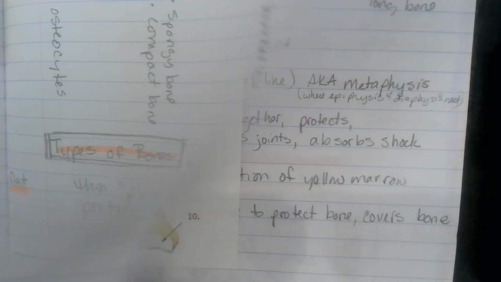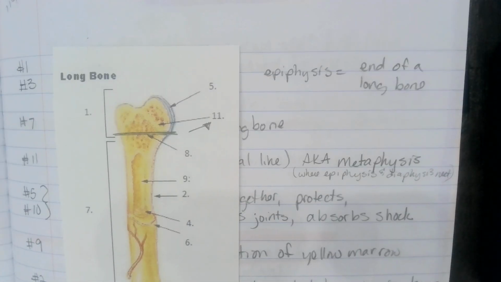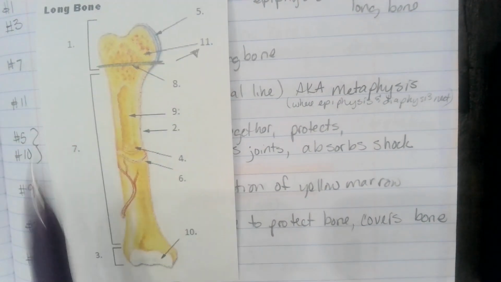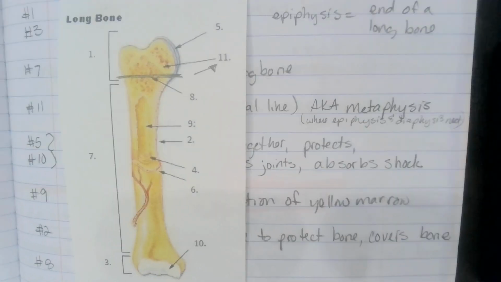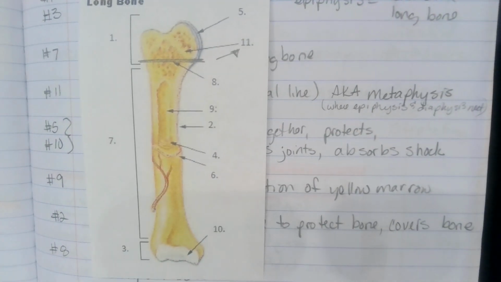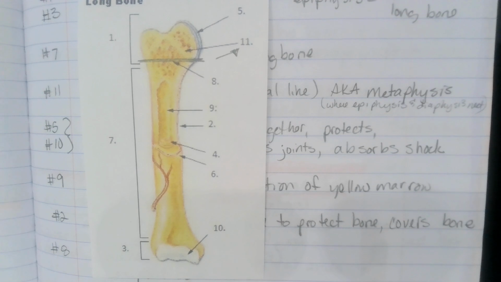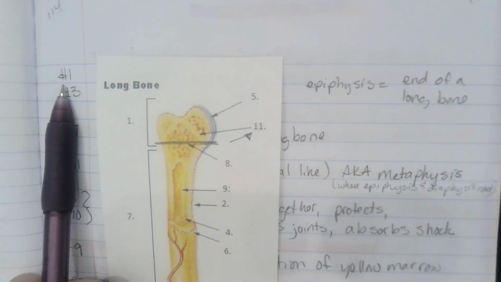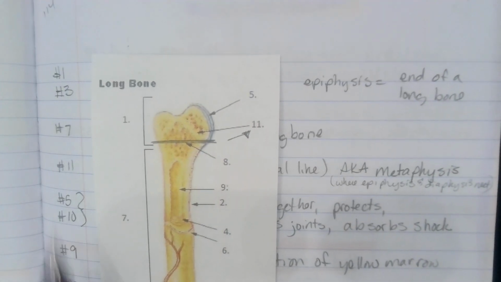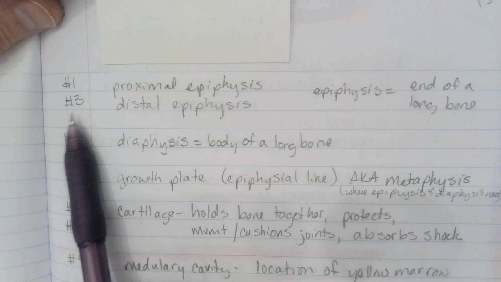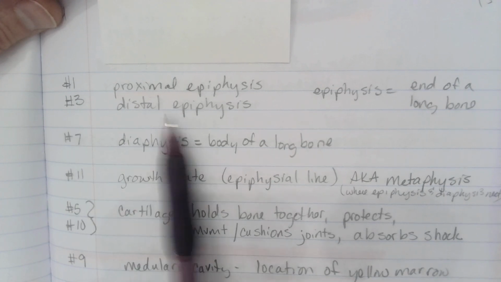All right, so next, you'll have a picture that looks like this, and underneath here we're identifying almost all of these numbered structures on this long bone. So first, I've got number 1 and number 3. Number 1 is a proximal epiphysis. Number 3 is the distal epiphysis.